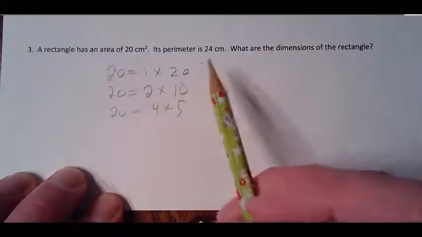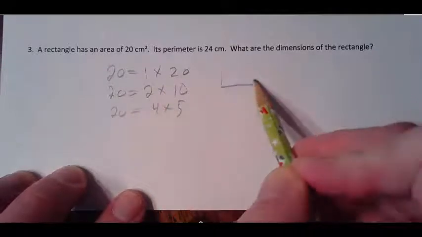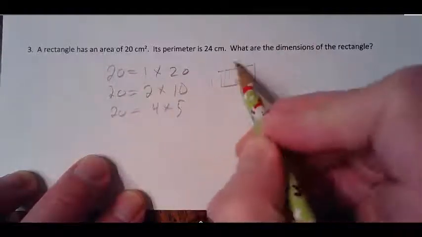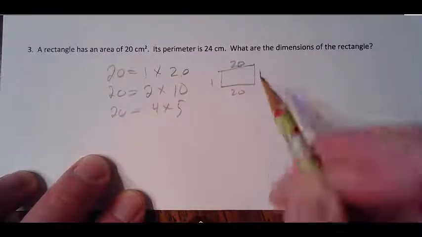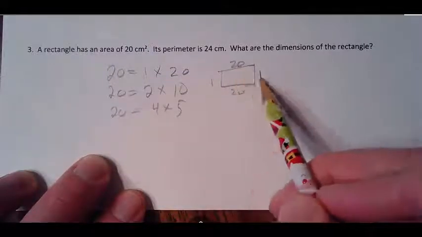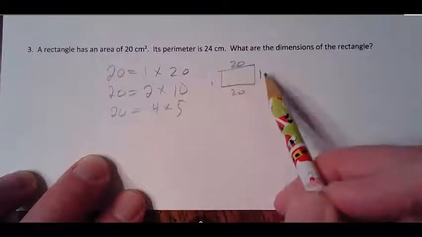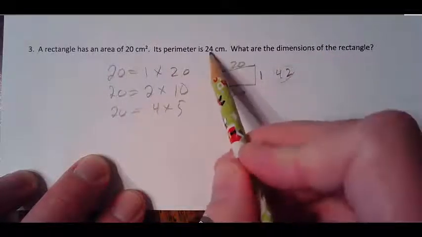So then the question is, which one of these rectangles would have a perimeter of 24? Well, let's see. A 1 by 20 rectangle, that would also have a 20 here and a 1 here. If you add up these 4 sides, 1, 21, 22, you'd get 42 for the perimeter. That's not it.